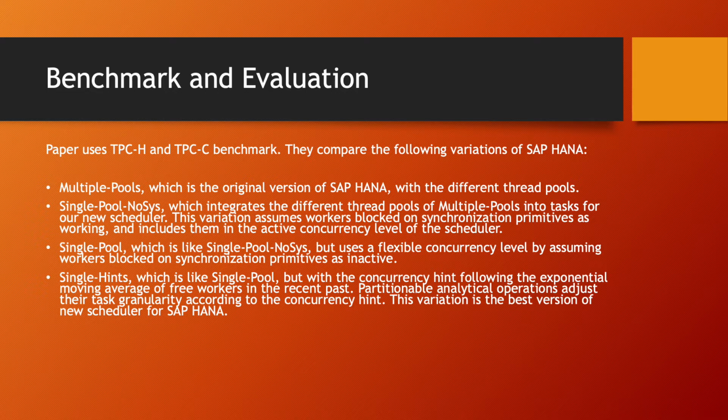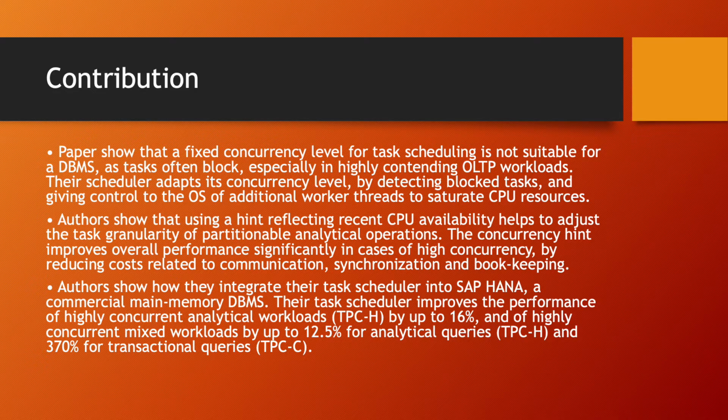Third, single pool, which is like single pool gnosis, but uses a flexible concurrency level by assuming workers blocked on synchronization primitives as inactive. Fourth, single hints, which is like single pool, but with the concurrency hint following the exponential moving average of free workers in the recent past. Partitionable analytical operations adjust their task granularity according to the concurrency hint. This variation is the best version of the new scheduler for SAP HANA.